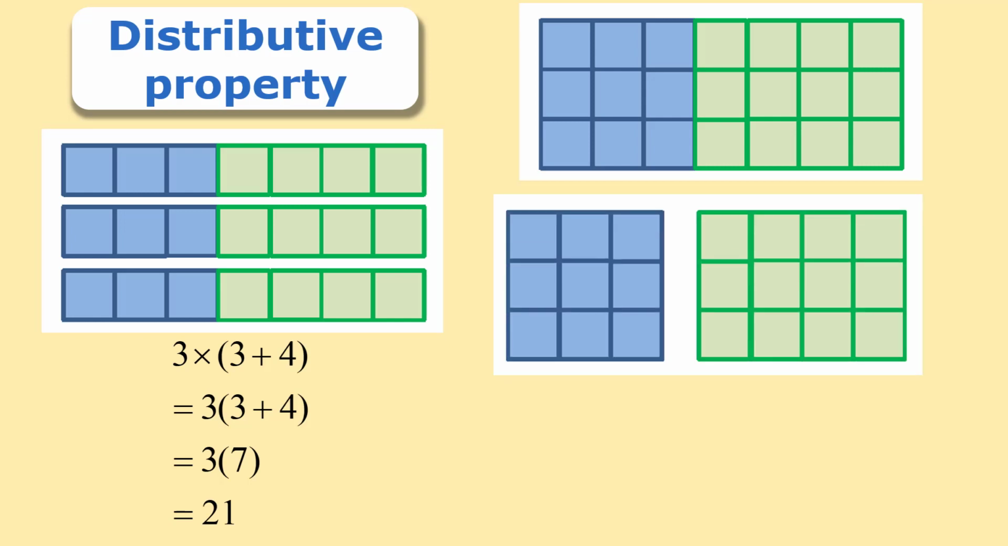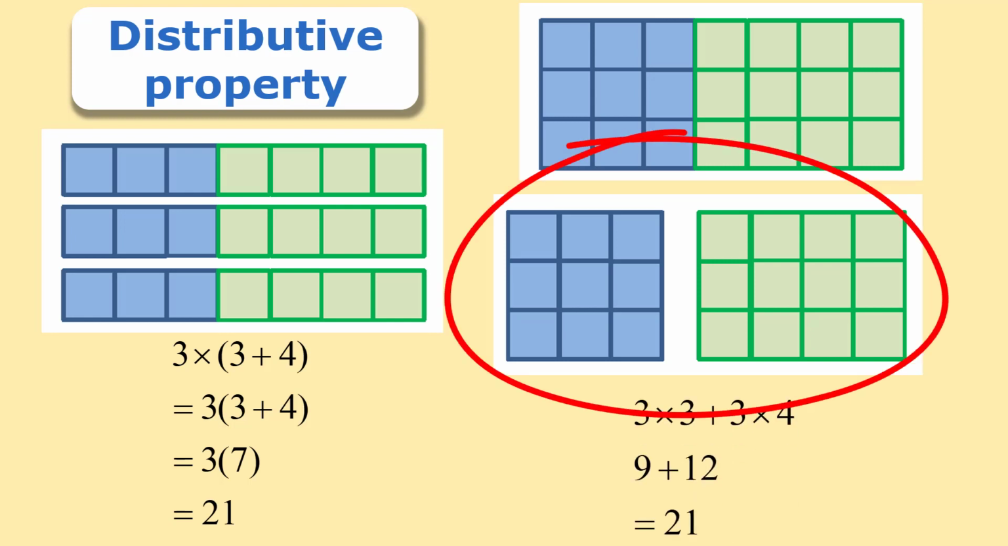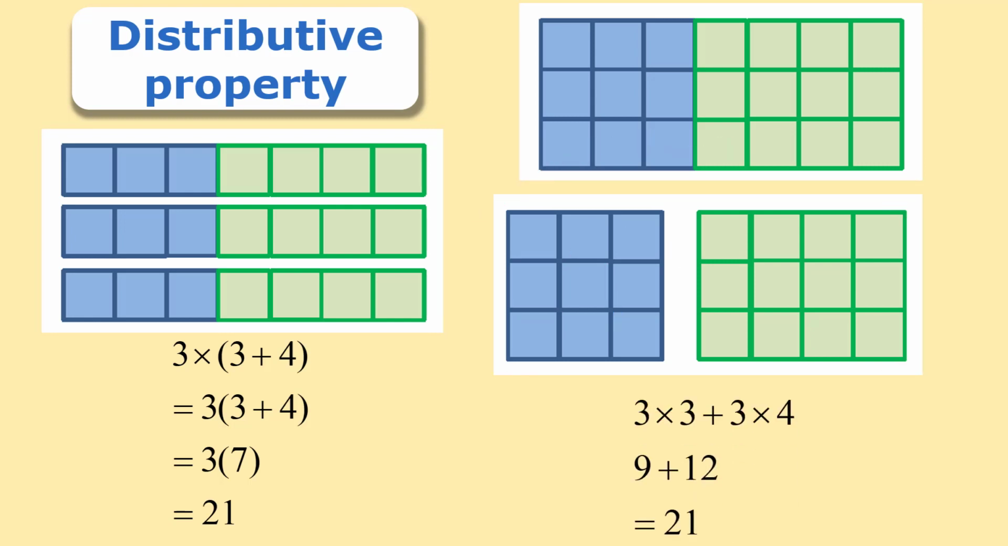We can also take the same rectangle and divide it into a square and a rectangle and work out the area separately. So 3 times 3 is 9 and 3 times 4 is 12, and that is equal to 21 squares. Do you see that we used different methods, but we calculated the correct area?